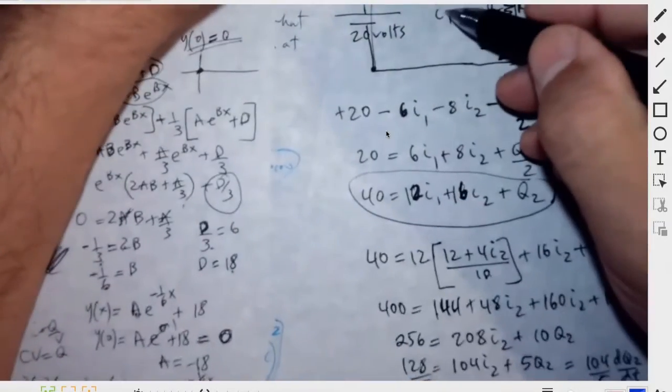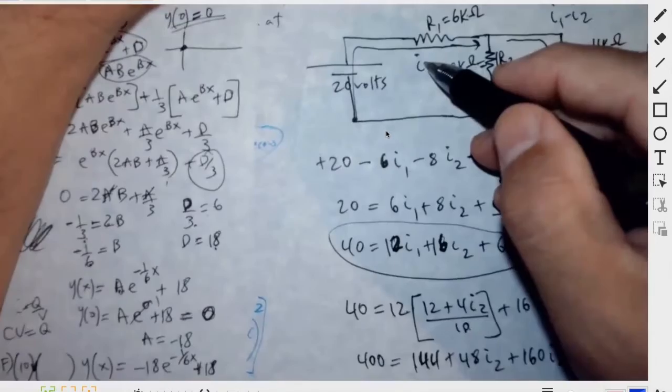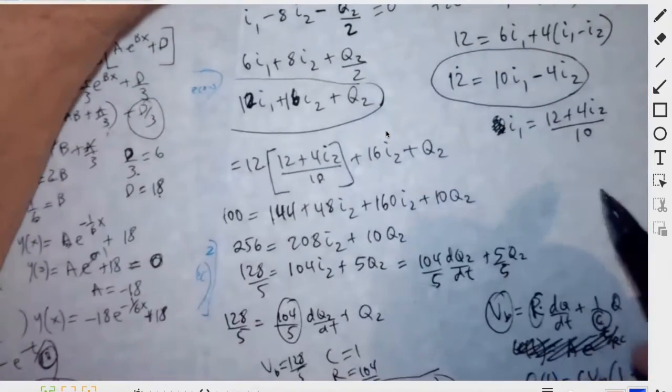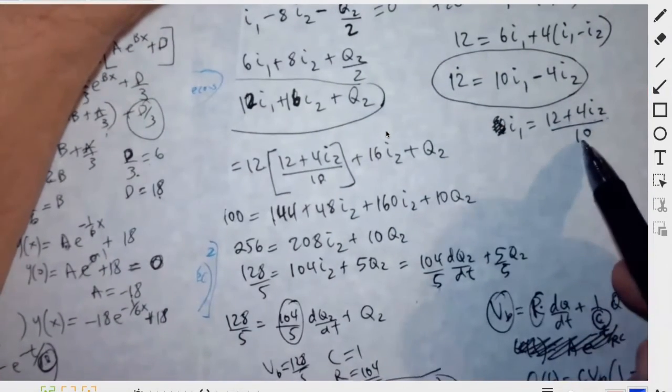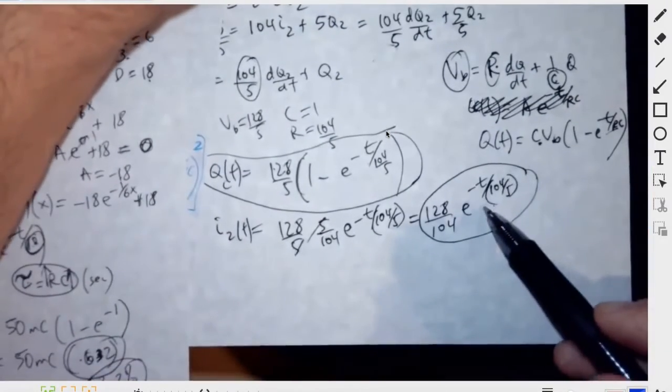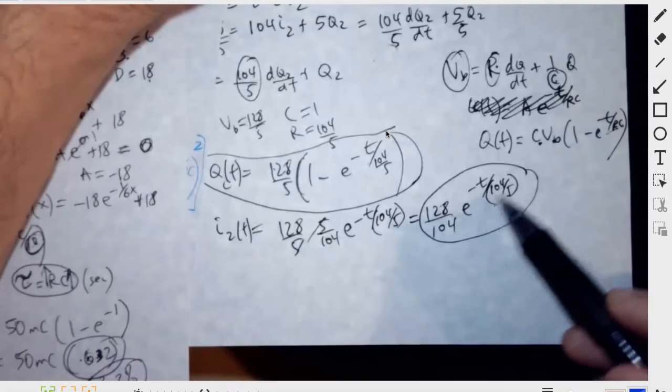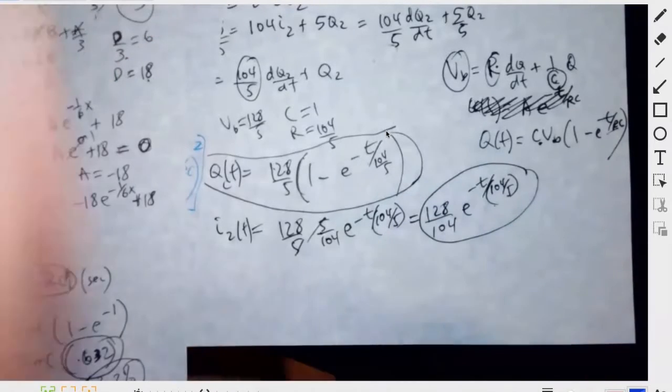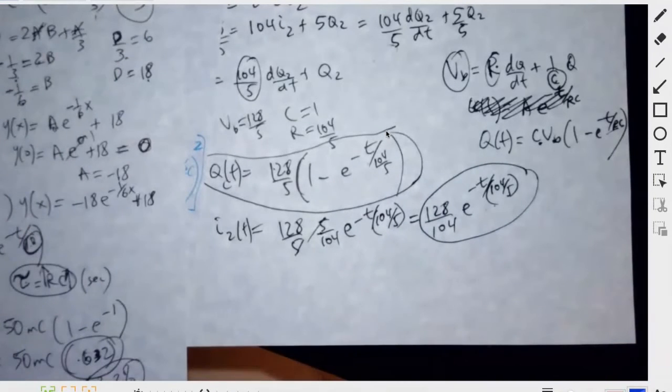Then what's going to be the current I1? I could use the fact that it was 12 plus 4 I2 over 10. So I can add 12 plus 4 times this over 10. Everything falls down like a puzzle after that. Now I can find the values of each of these at any particular time.